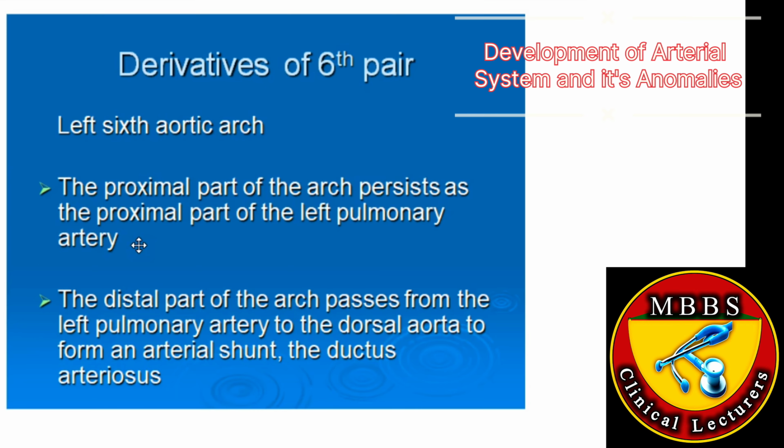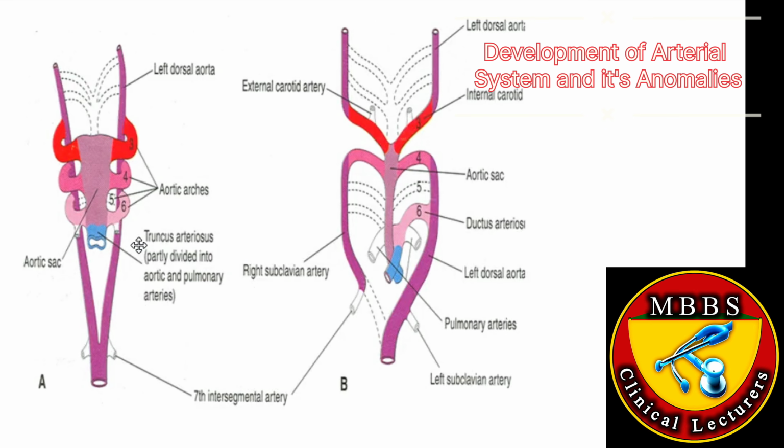Then comes the sixth pair of aortic arches. The sixth aortic arch, the proximal part, persists as the proximal part of the left pulmonary artery, and the distal part of the arch passes from the left pulmonary artery to the dorsal aorta to form an arterial shunt called the ductus arteriosus. On the left side, the proximal part forms the pulmonary artery, and the distal part passes from the pulmonary artery to the dorsal aorta to form a shunt known as the ductus arteriosus.